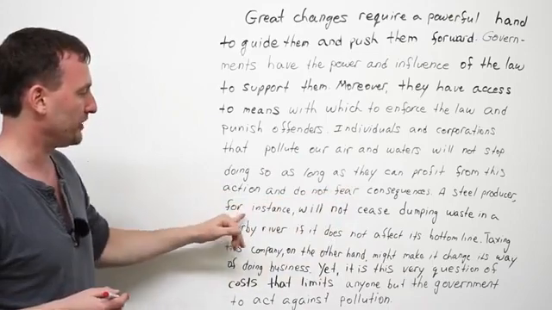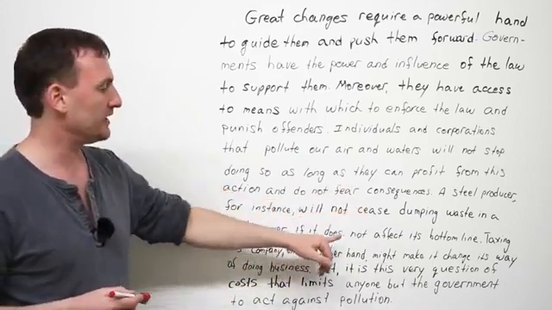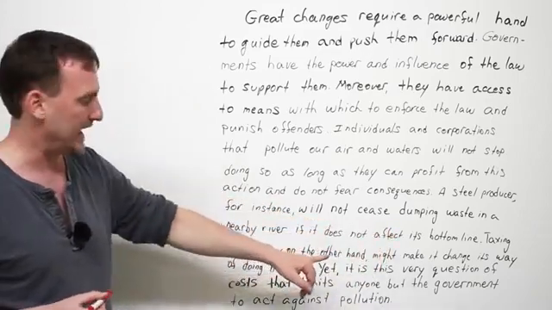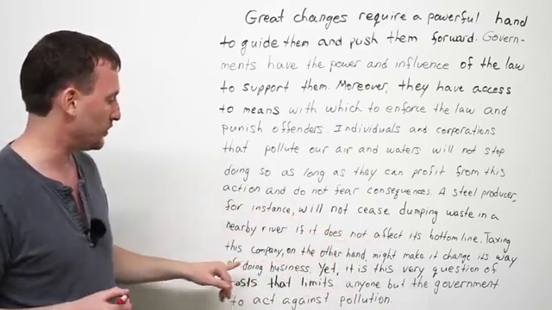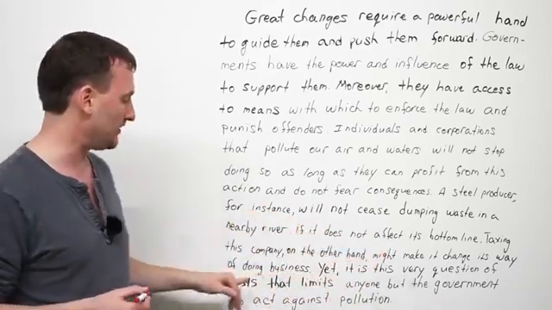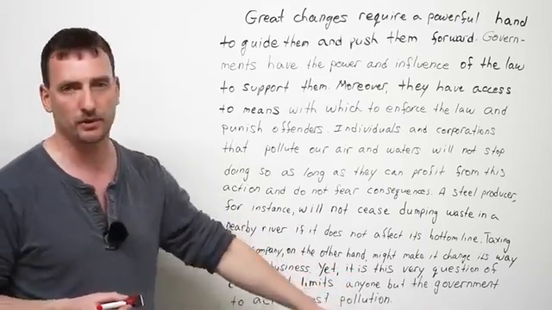A steel producer, for instance, will not cease dumping waste in a nearby river if it does not affect its bottom line. Taxing this company, on the other hand, might make it change its way of doing business. Yet it is this very question of costs that limits anyone but the government to act against pollution.